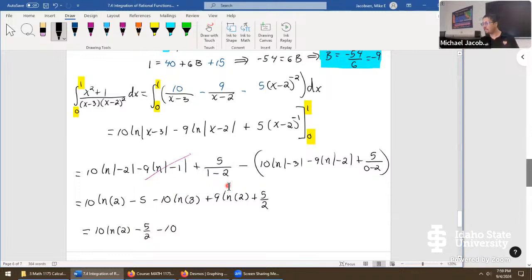Oh, geez, absolutely. I have 9 log 2, 10 log 2. And let me double check that. That should have been a 9 log 2. My numbers feel weird all of a sudden. Let me take another look at this.